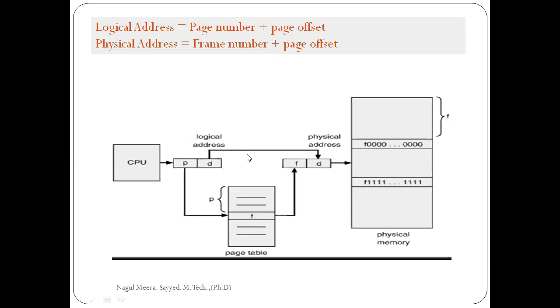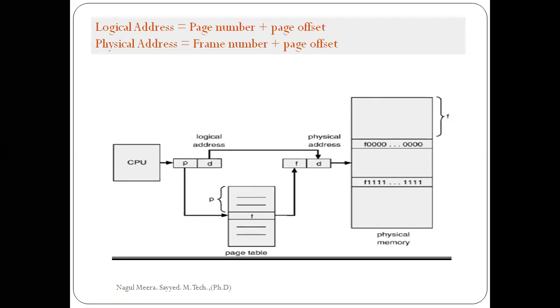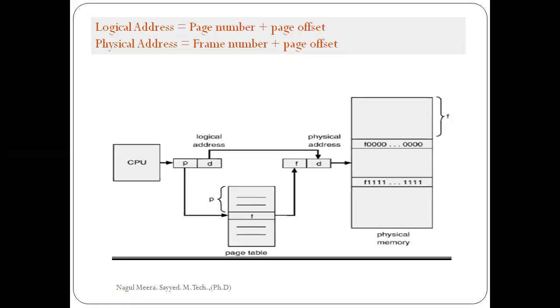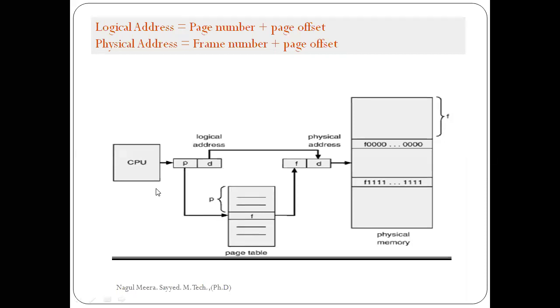Here there is one table. This is very important in paging. There is one table called the page table. This is a page table, which occurs in between the logical address and the physical address, in between the CPU and physical memory. Look at the diagram once. Here the page table is a table that occurs in between the CPU and main memory. Zooming in, this page table is generated in between the logical address and the physical address.